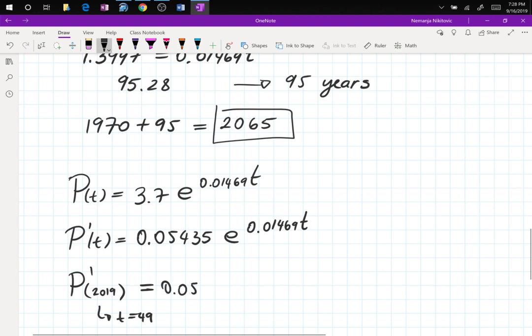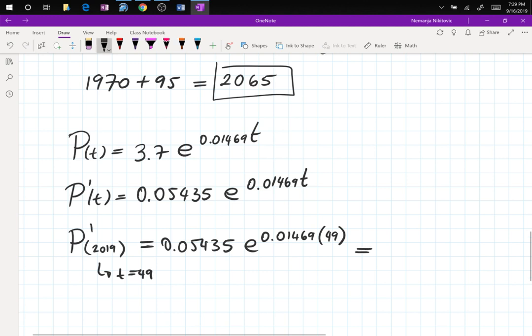So 0.05435 e to the 0.01469 times 49. It will give you in billions how many people we add just in 1 year. So times e caret, open parenthesis, 0.01469 times 49, and that gives me 0.1116, so 112 billion.